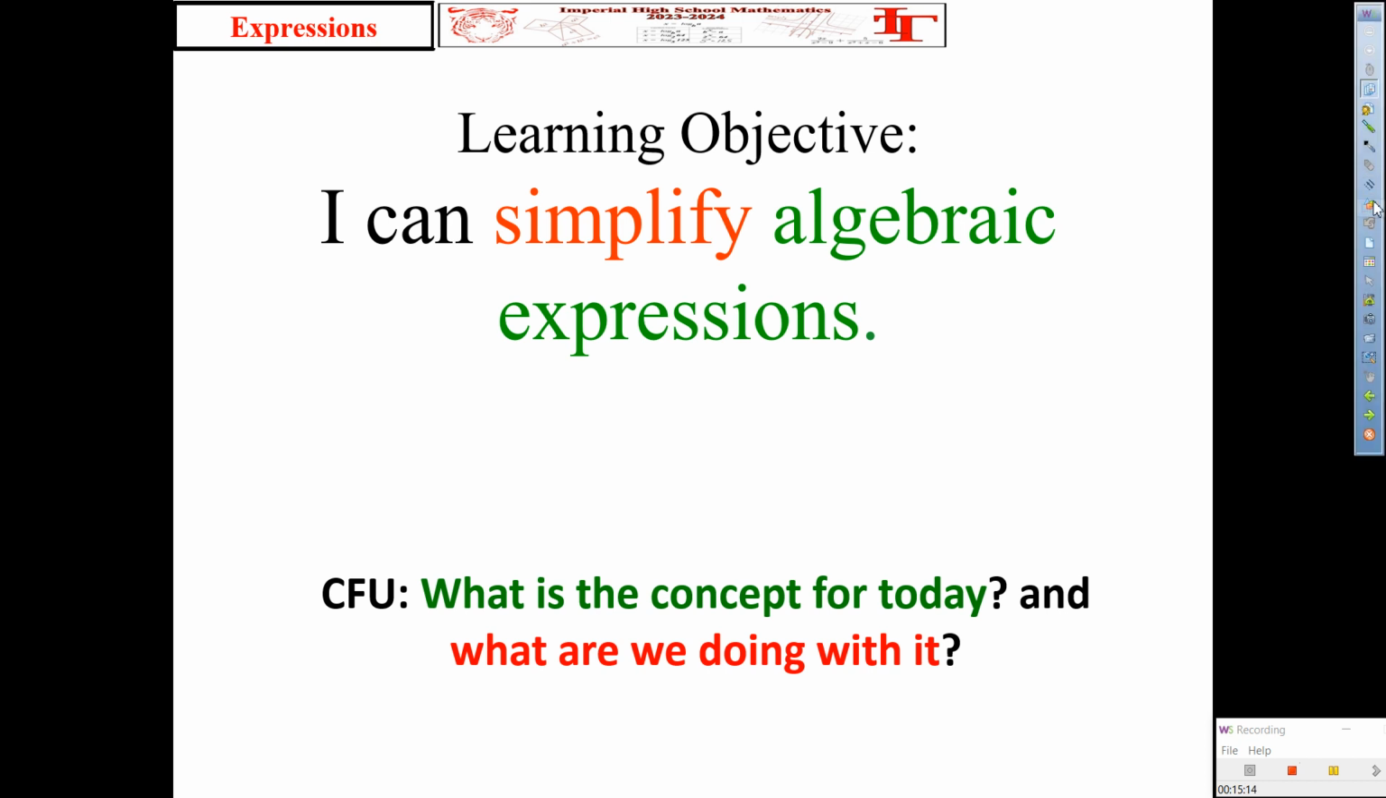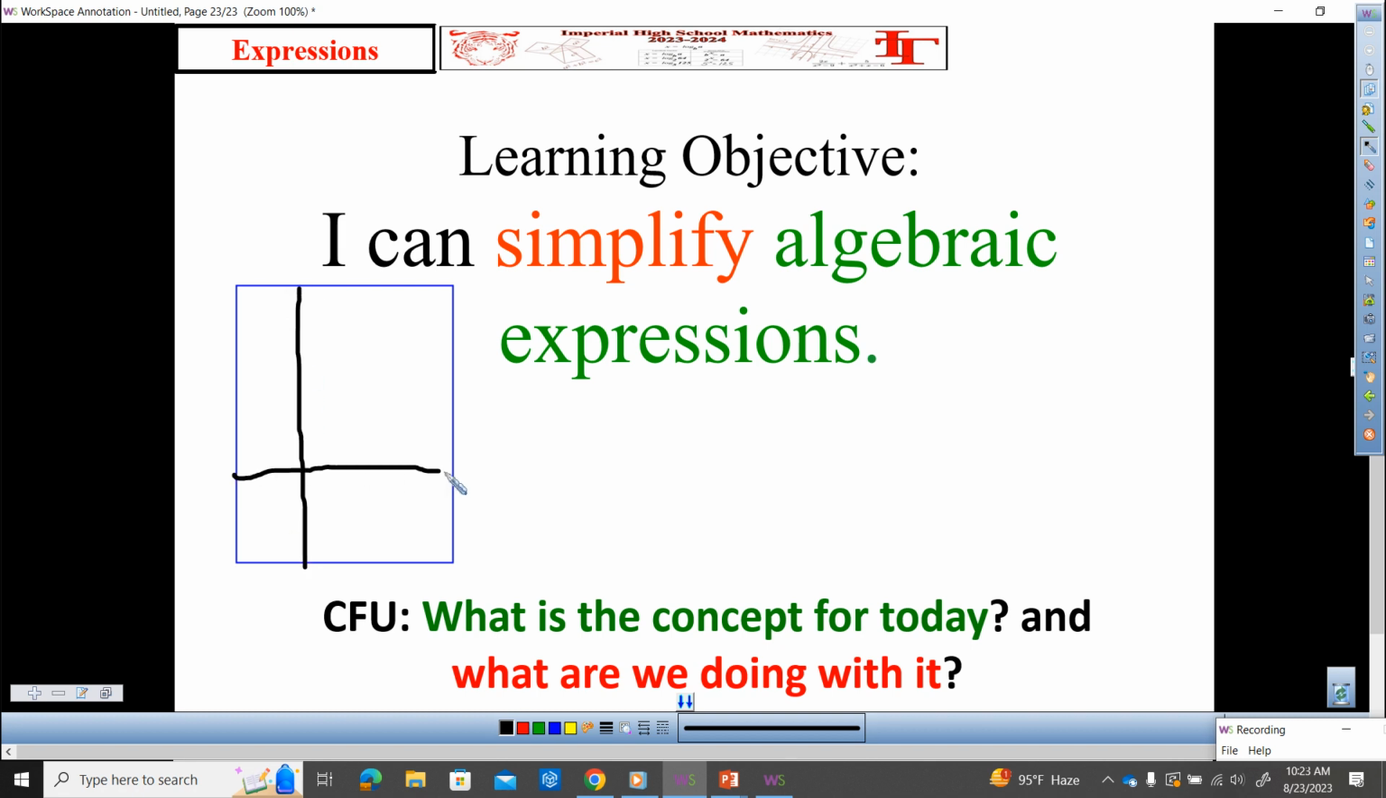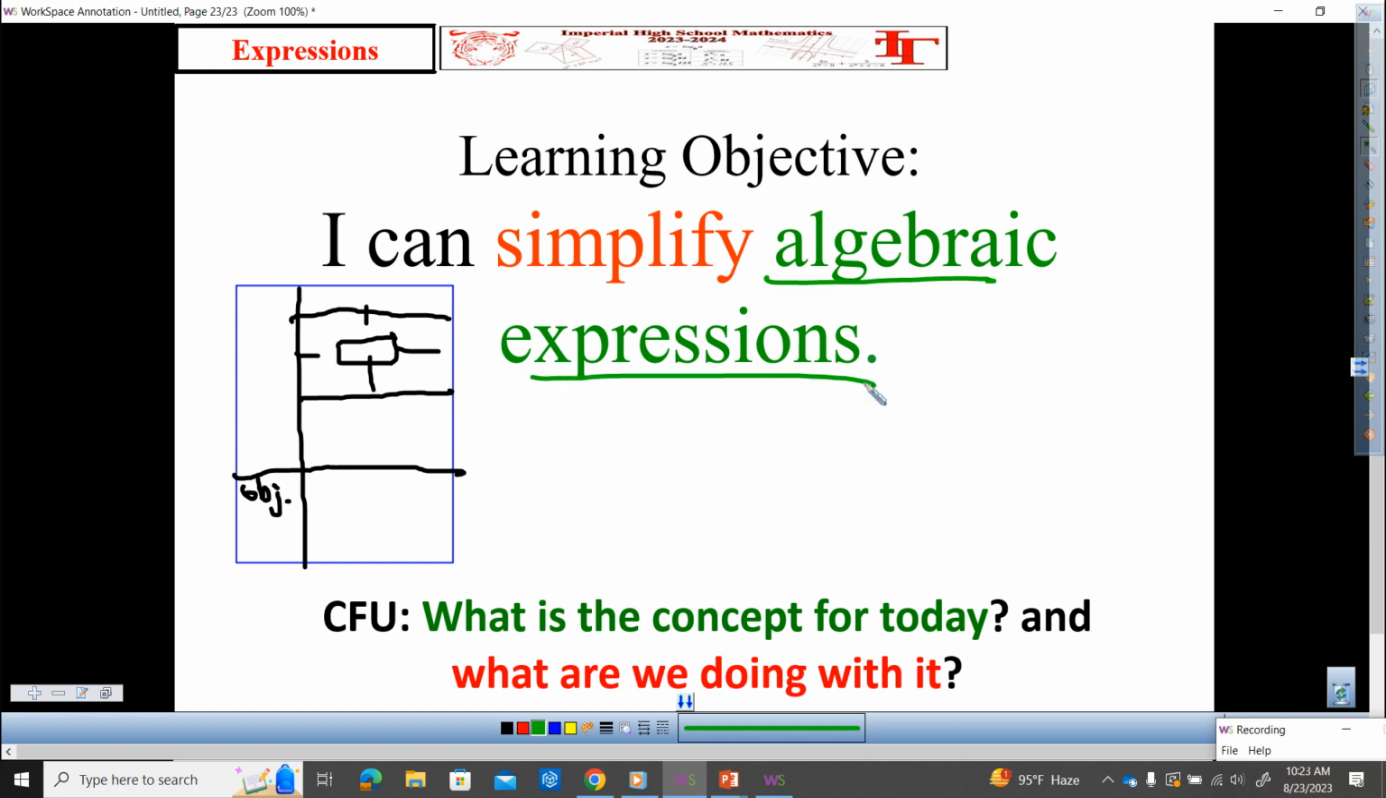So let me just make sure everybody's on the same page. Here's your paper. You drew a line down like so, one across, and your objective goes right there. From there, you set up a model over here with a rectangle in the middle. And what goes in the middle? Well, the main idea. What is it? Algebraic expressions. It goes right there.